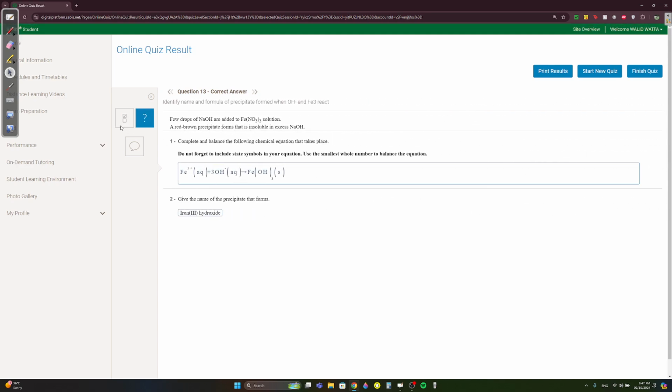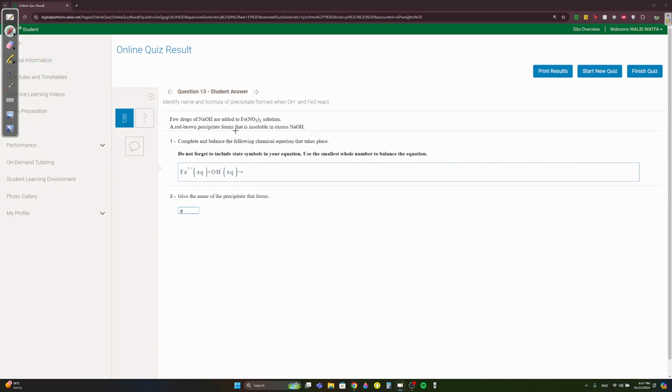Complete the following. They give you this: a few drops of NaOH are added to FeNO3. A red-brown precipitate formed that is insoluble in excess NaOH. Red-brown, so of course we know we're using Fe3+. What do we have here? We have FeNO3. So we know that the Fe3+ is reacting with something else.